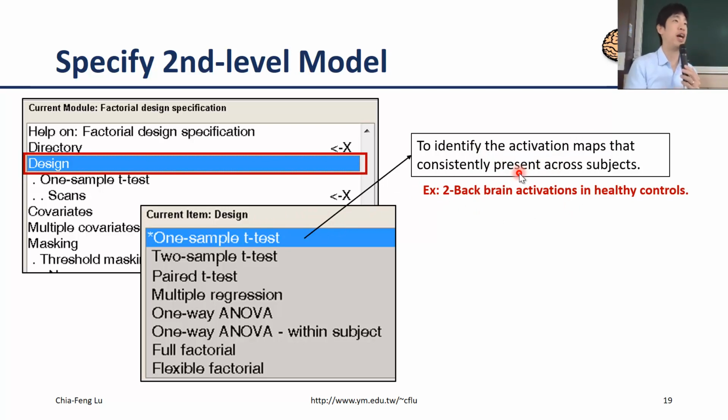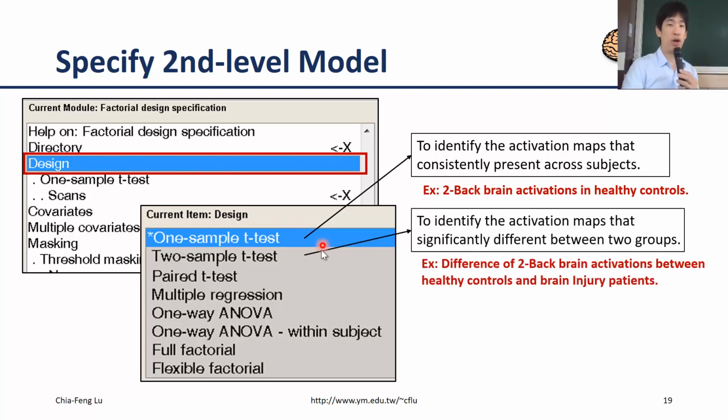Can you identify a consistent pattern across these 10 different participants? Of course, you can change the question. You can change the question to, I'd like to identify the two back brain activations in brain injury patients. That's all, and you can do so. So actually, the one sample t-test is trying to find a consistent pattern within one group. Normally, we will use the one sample t-test to do so.